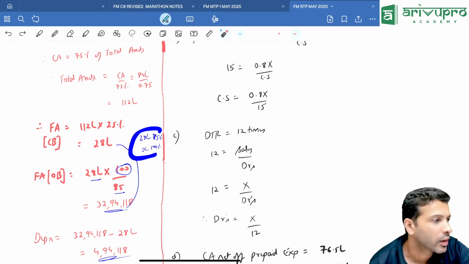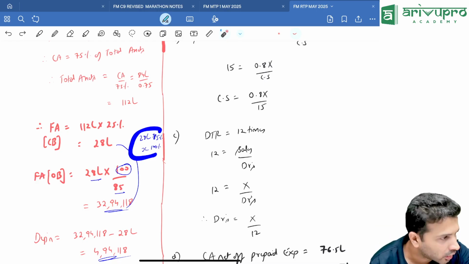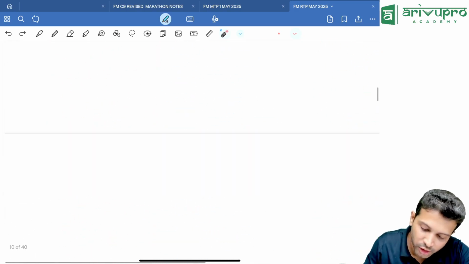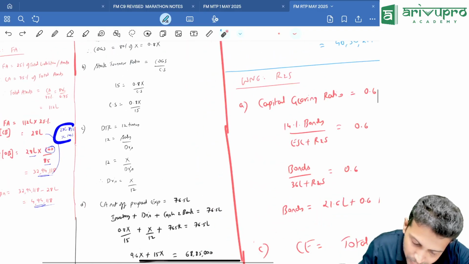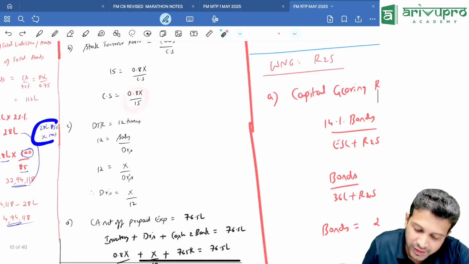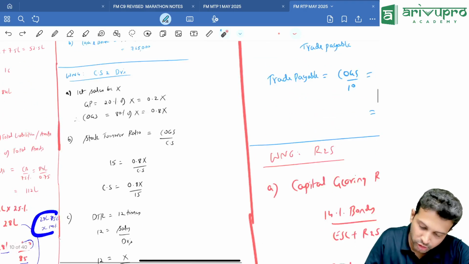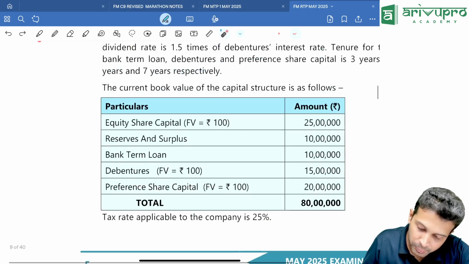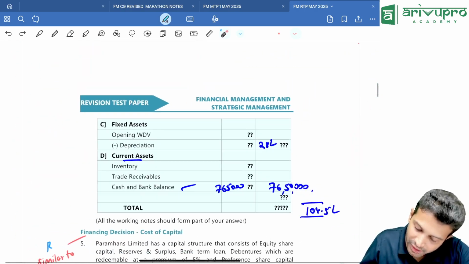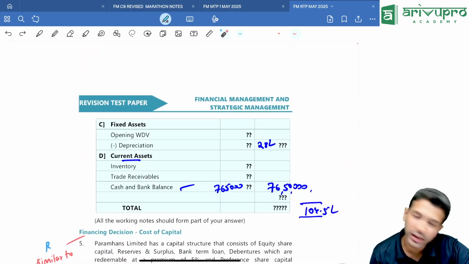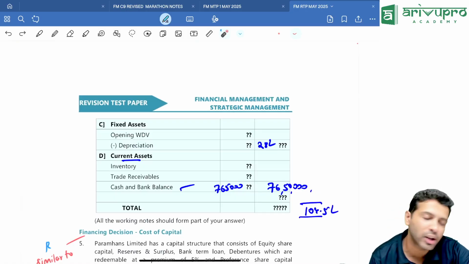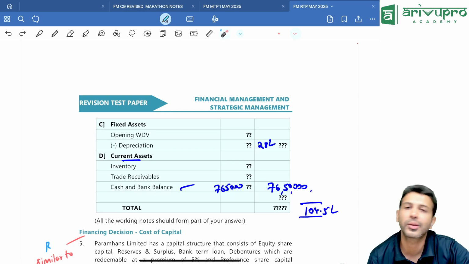Okay. Now go back to the balance sheet. Remember this value. How much is closing stock? 0.8x divided by 15. How much is debtor? X by 12. So try to remember. So now we will plug in here. Can you tell me how you can find out closing stock as well as debtors? Let's see how you will use your brain now.